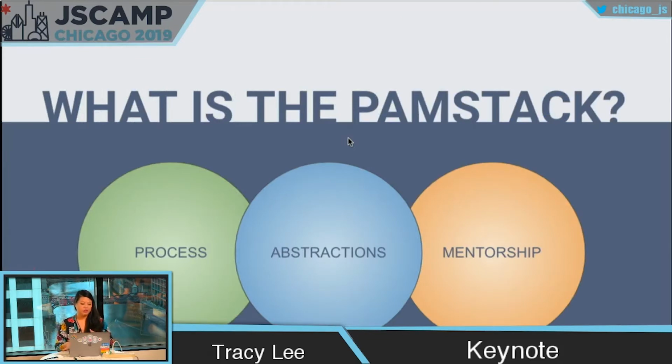So we've talked about two pillars so far, process and abstractions, but now I want to talk about mentorship. This pillar is actually the most important, even though calling it the PAM stack just didn't seem as nice for some reason. When I said PAM stack, were you guys like, the JAM stack?